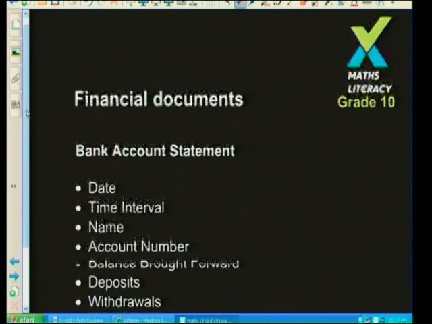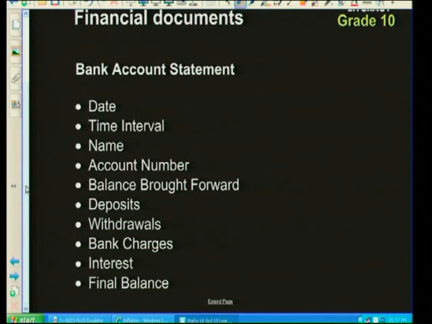Okay, so financial documents, what we're looking at, and let's have a look at a bank account statement. Now, there's certain things about a bank account that we need to be aware of, okay? So the first thing you need to understand is that when you get a bank account statement, there's a date on the account. Now, what does that date mean? That date means that's the date that this account was printed and the date that it was sent out to you. Got that?